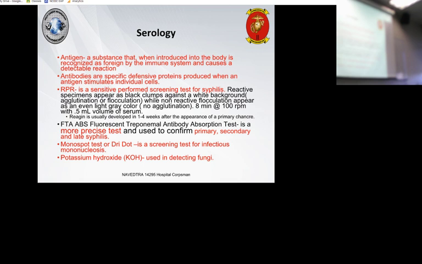RPR. For some reason it's always on the exam, and it tests for syphilis. Usually that's what tests for syphilis, and it's going to be an RPR test. KOH basically tests for fungus. So wet prep: if females come in with a yeast infection, it's basically the same exact thing. They're testing for the yeast or fungus. Next.